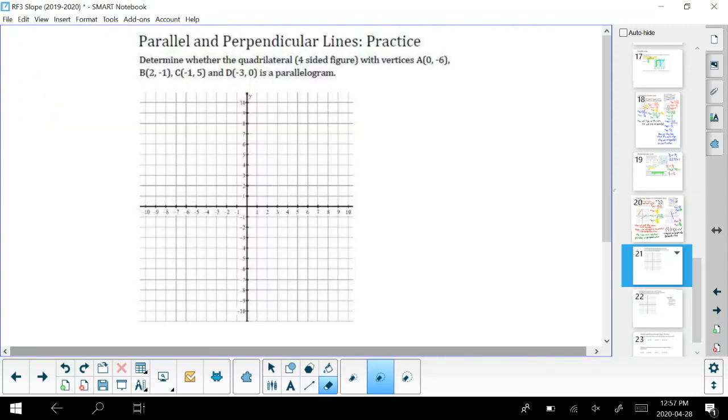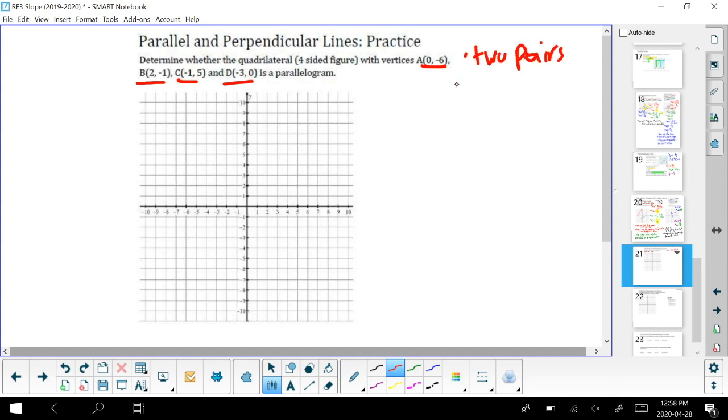So on this page, we're going to try to figure out if a four-sided shape, otherwise known as a quadrilateral, with these four vertices is a parallelogram or not. If you don't remember what a parallelogram is, it is just a four-sided shape with two pairs of parallel lines. So in essence, we're looking for two pairs with each pair of lines having the same slope. Let's go ahead and plot each of those points and then connect them so that we get a four-sided shape.